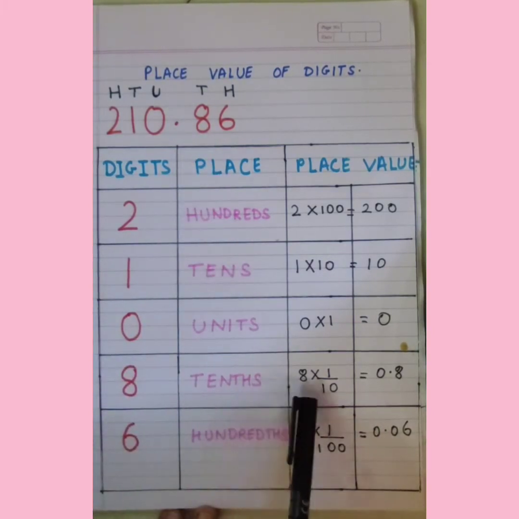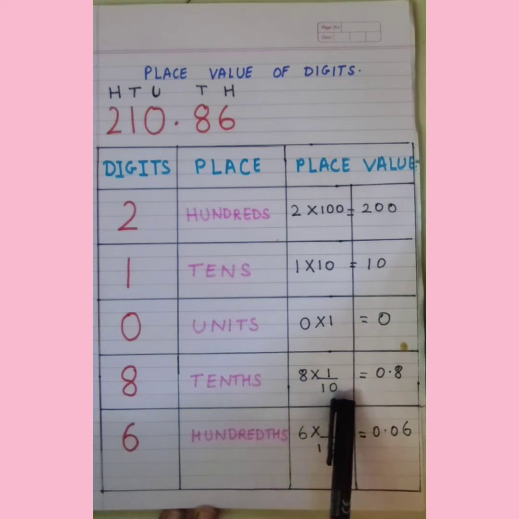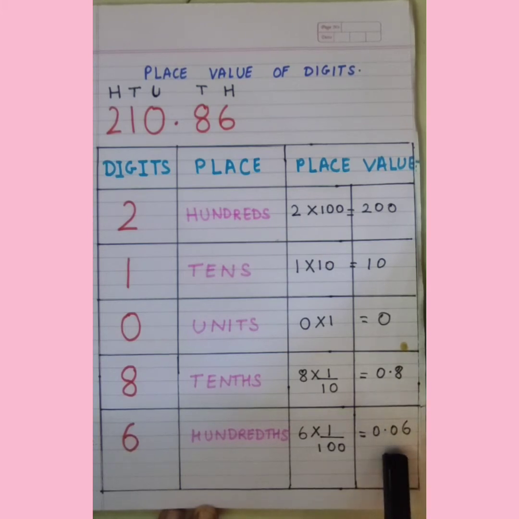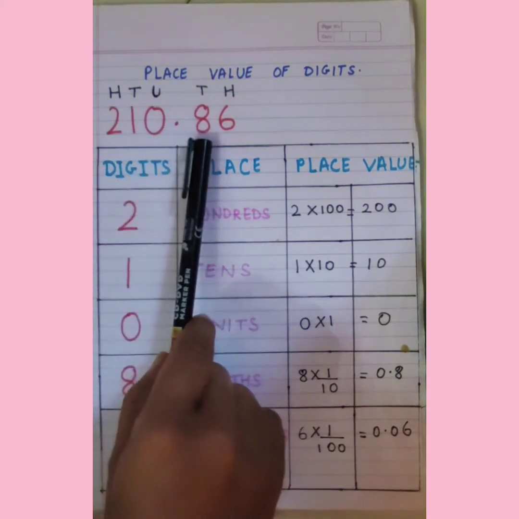Why tenths? Because we are going to multiply by 1 upon 10 and 1 upon 100. If it is 1000 we will multiply by 1 upon 1000. That is why we are getting the answer in decimal form. So these are the place values for the given digit.